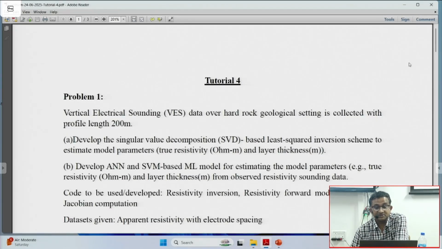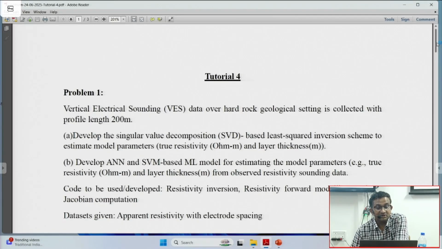So in these tutorials I will share the data now, and the problems need to be discussed. We have talked about resistivity inversion, one problem on how we can get the optimal model parameters, let us say the true resistivity of each of these layers and the true thickness of the layers for a vertical electrical sounding data.